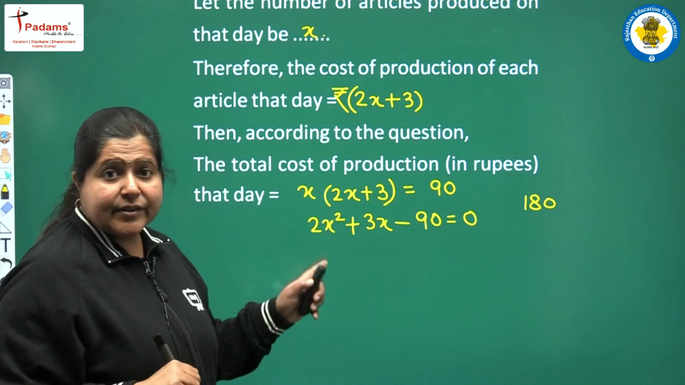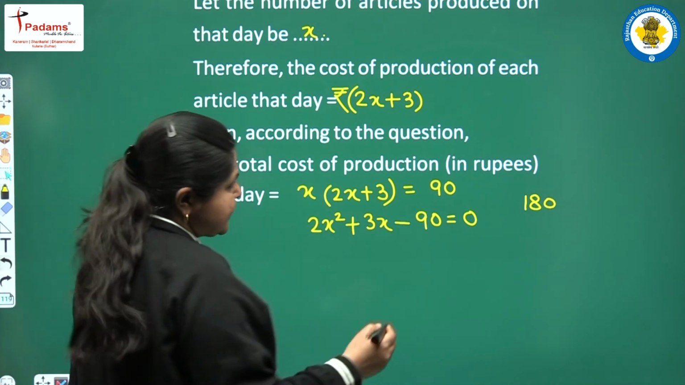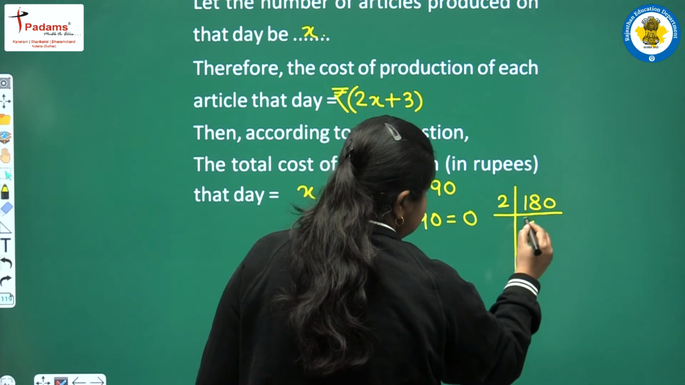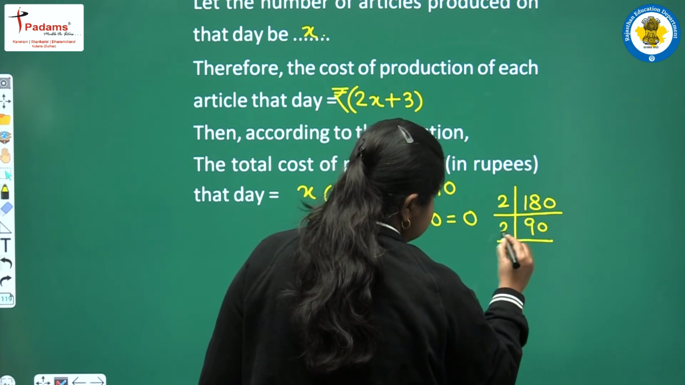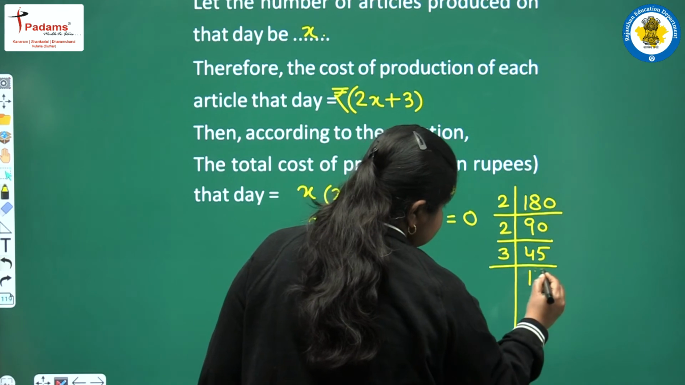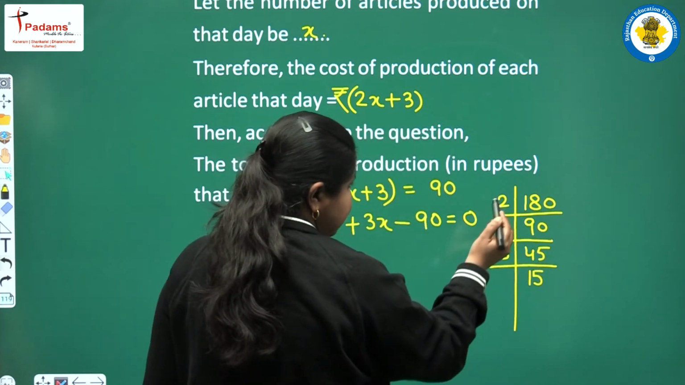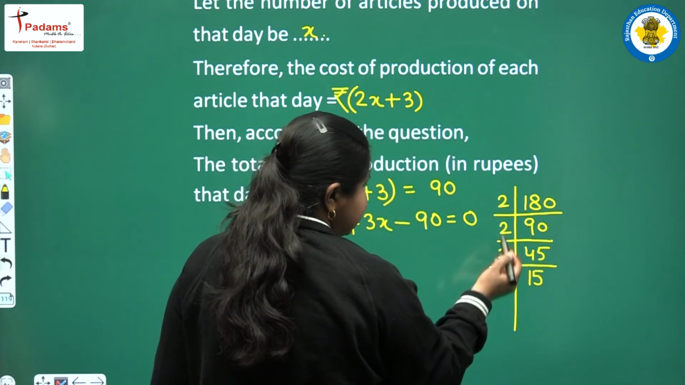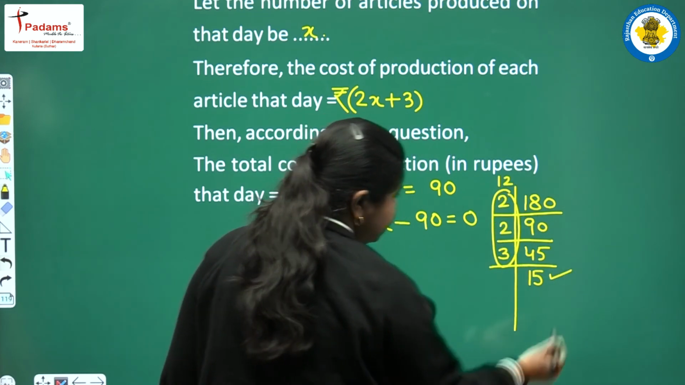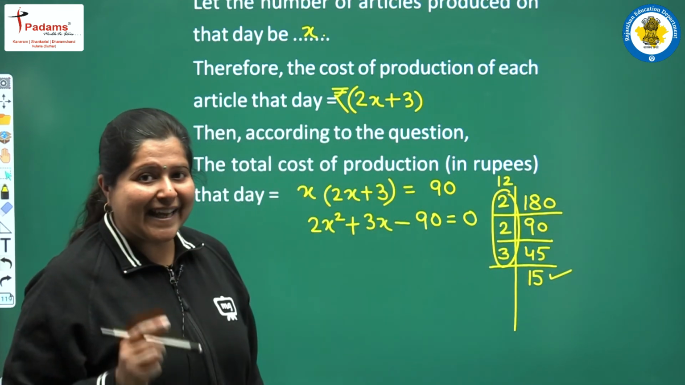180 के ऐसे factors जिनका difference हो 3. Let us find the prime factors of this number. If we divide by 2, it will go 90 times. Again by 2, it will go 45 times. Now by 3, it's 15 times. देखिए क्या मिल रहा है हमें. 2 2s are 4, 4 3s are 12. इसका product आ गया 12 और ये है number 15 और दोनों में difference है 3.